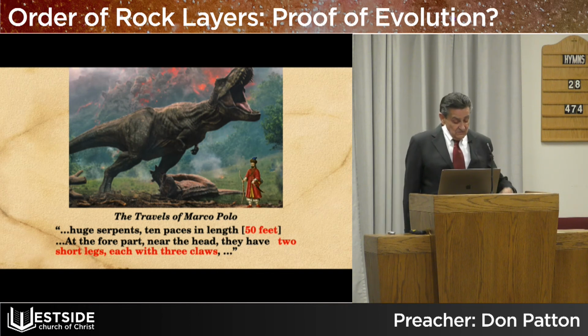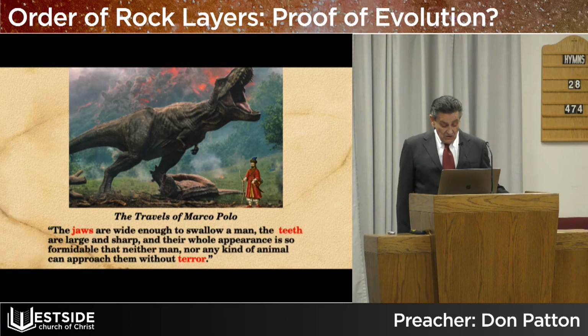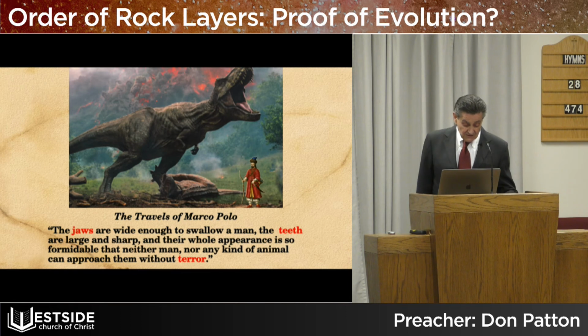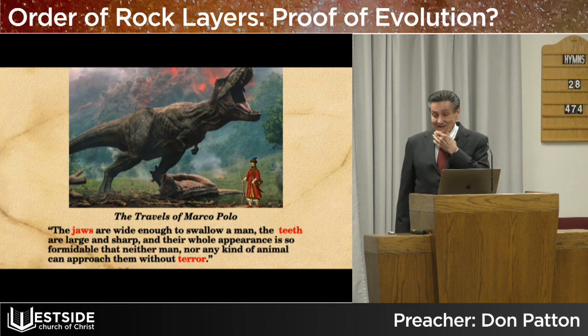He says the huge serpent's 10 paces in length. That's 50 feet. At the forepart near the head, they have 2 short legs with 3 claws, jaws wide enough to swallow a man. The teeth are large and sharp. Their whole appearance so formidable, neither man nor any kind of animal can approach them without terror. What does that sound like?